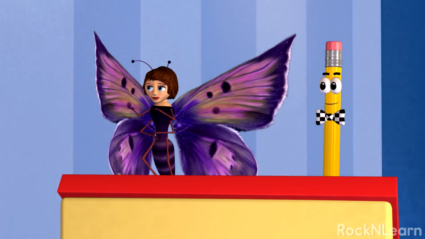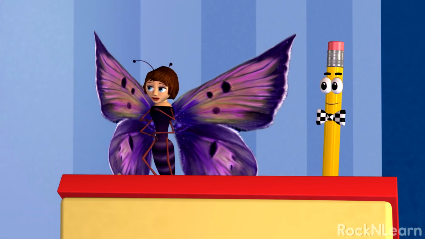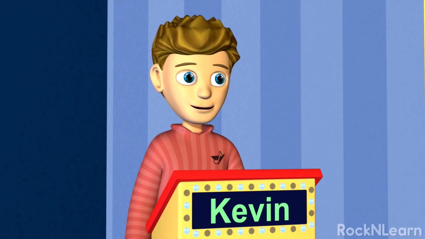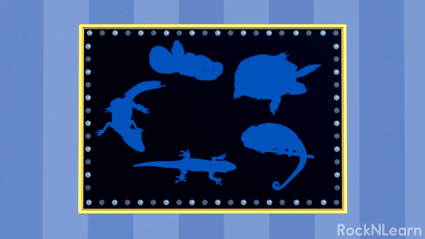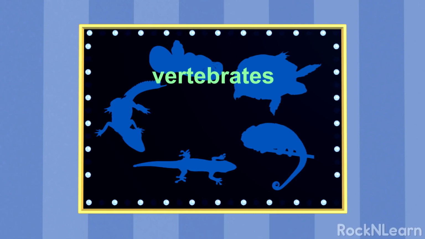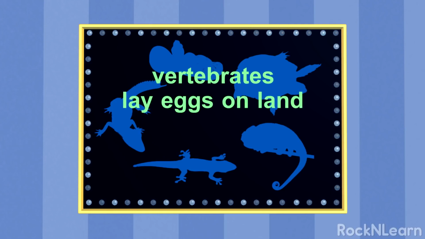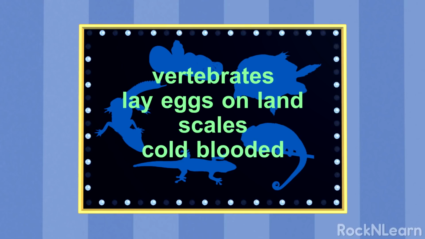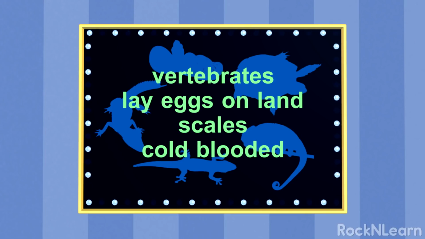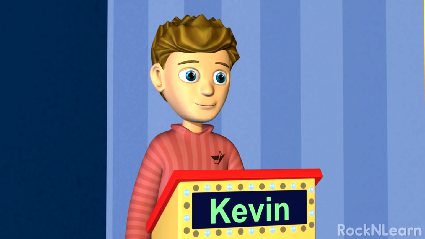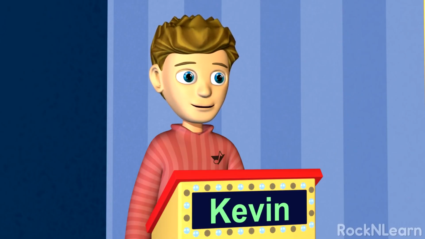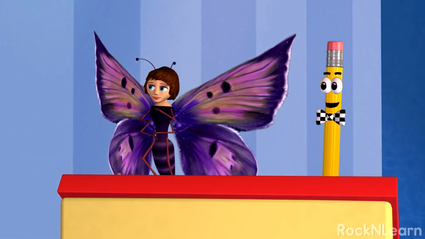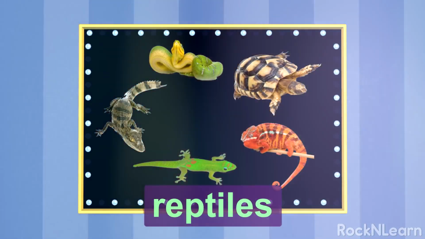Now remember, I list the characteristics, and you determine if you belong to that group. Are you ready? I'm ready. All of the animals from this group are vertebrates. These animals lay their eggs on land, and they have scales. All of them are cold-blooded. Do you belong to this group? No, I'm not cold-blooded. My temperature stays around 98.6 degrees. Hooray! You're right again. That group of animals is called reptiles.